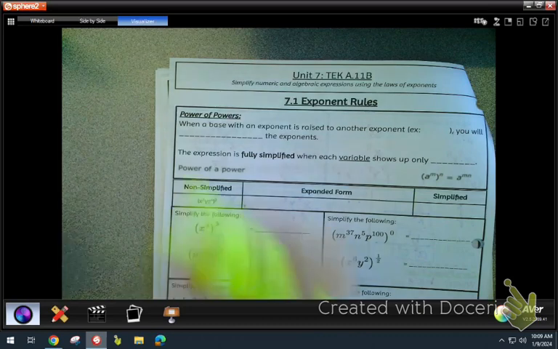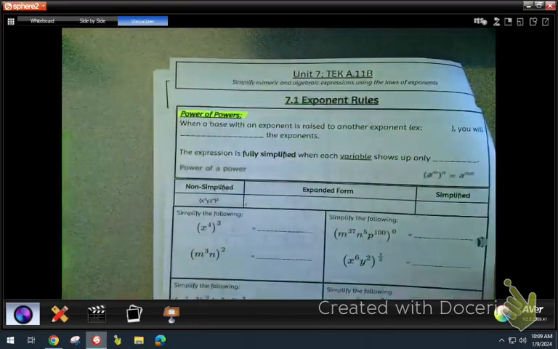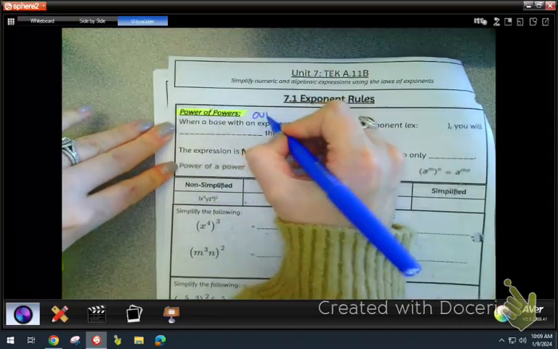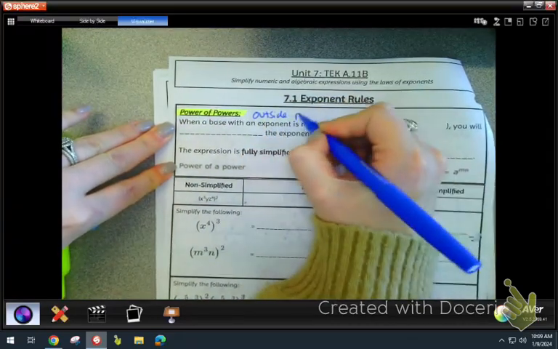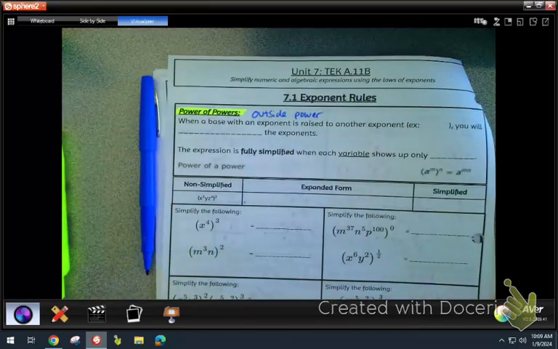Power of powers. So this is our final rule. I call this the outside power rule. Oh, we're done after this. I know. We're done after this.